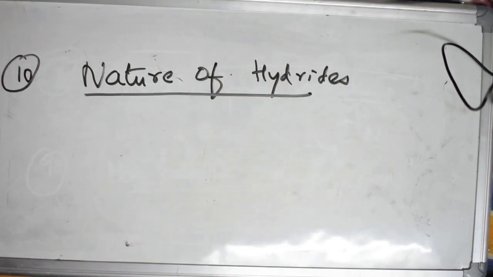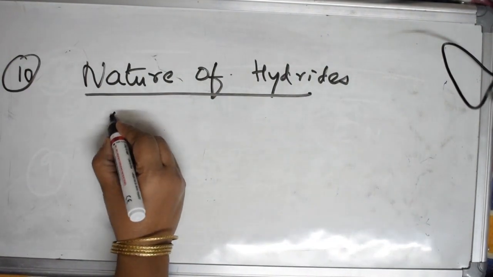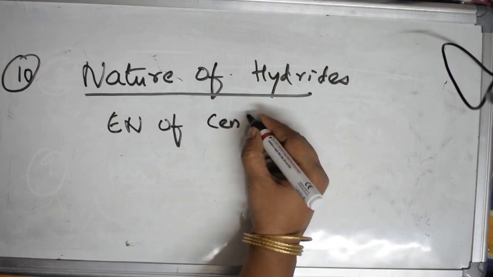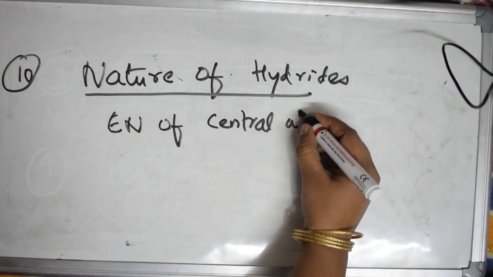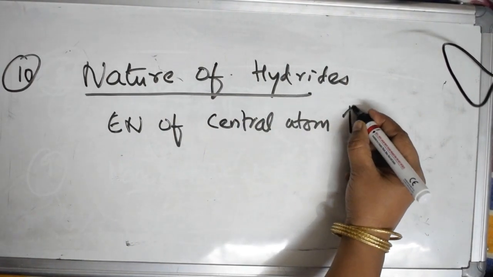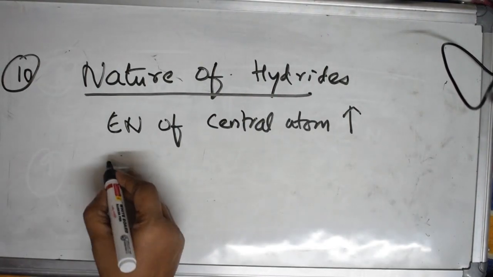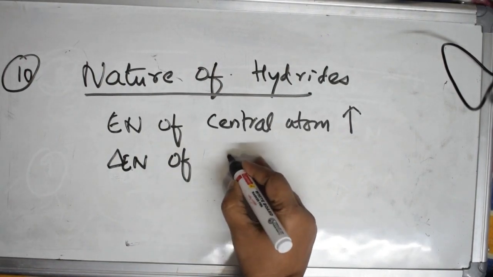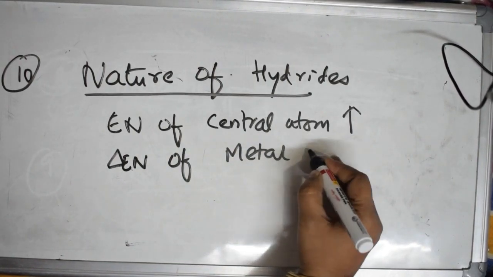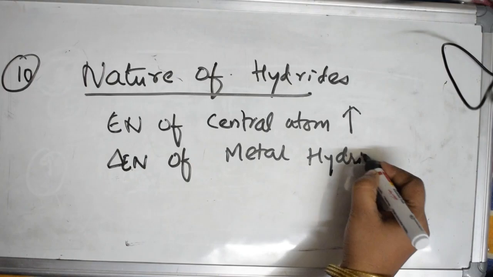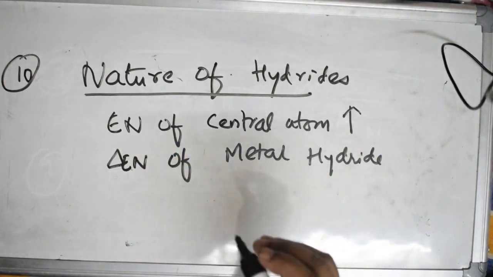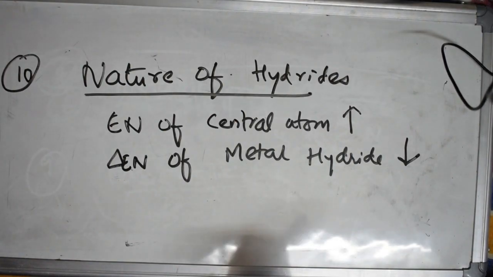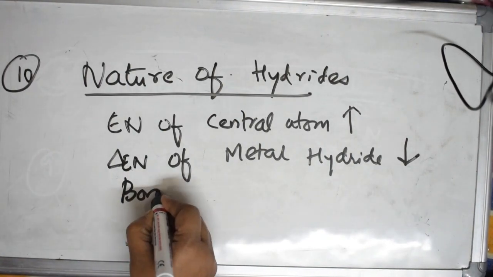So in this nature of hydrides, you need to remember concepts. What is the electronegativity of the central atom? We will see what the central atoms are. Here you need to remember, if the electronegativity of the central atom increases, then the metallic nature of the hydride decreases. So you need to check the central atom electronegativity. I'll write the examples now. So the electronegativity of this one decreases. Now because of this, what is happening? Bond polarity.